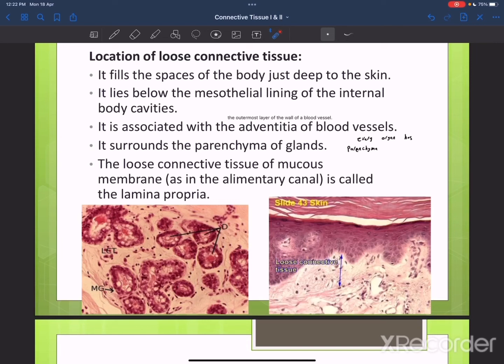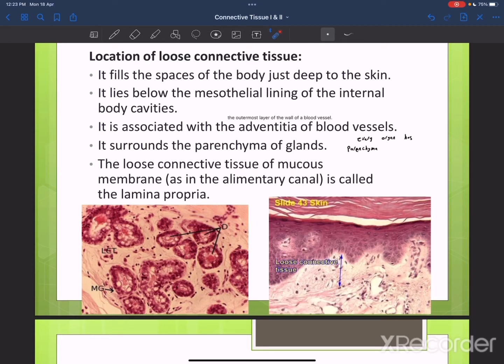But this connective tissue here has two parts. The superficial one, which lies directly beneath the epithelium, is called the papillary layer. From here to here is the papillary layer, which is a loose connective tissue type. While deeper than this is the dermal reticular layer, which is much thicker.